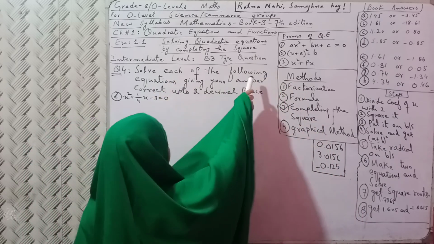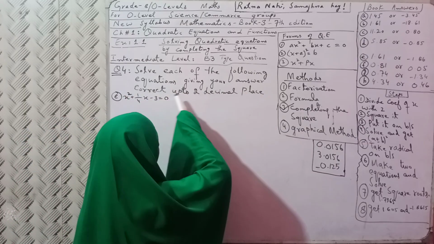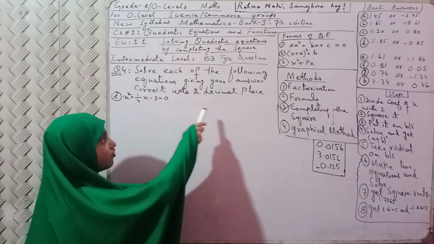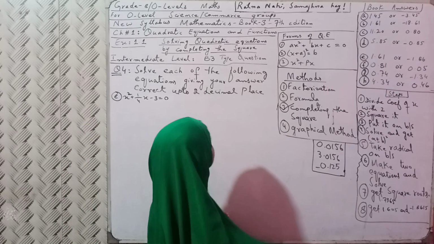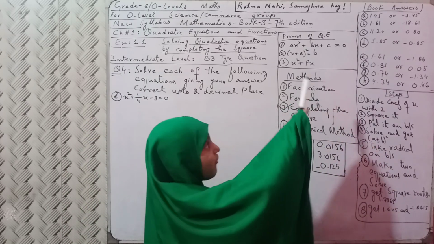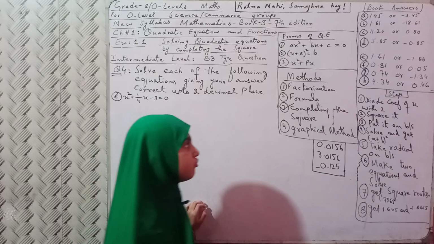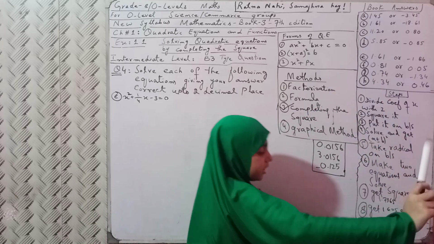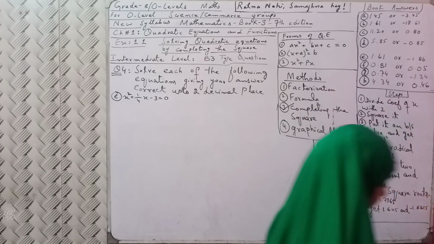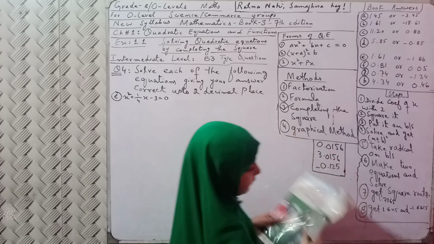Intermediate level B3 type question. Question number 4, solve each of the following equations giving your answer correct up to 2 decimal place. Also, the form of quadratic equations are written and the methods. Today we are going to learn the completing the square method. Also, the book answers and the steps are written. You can see it.